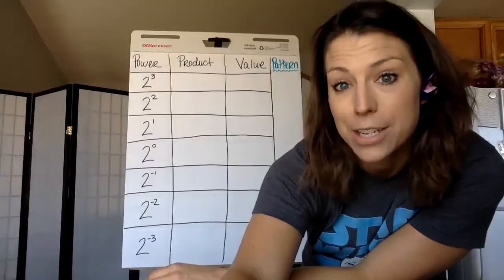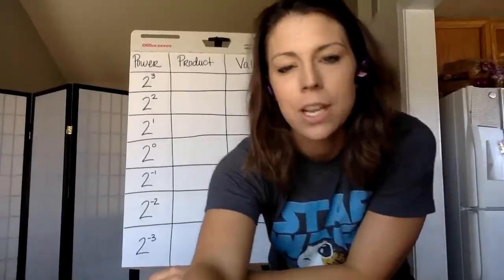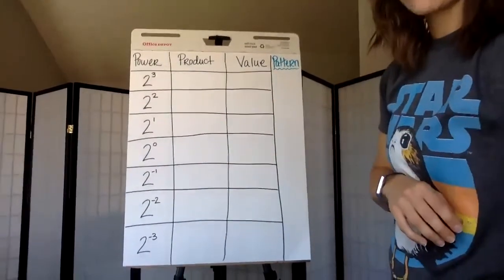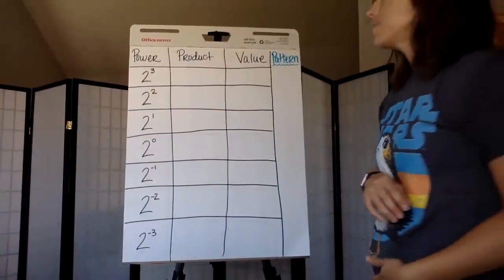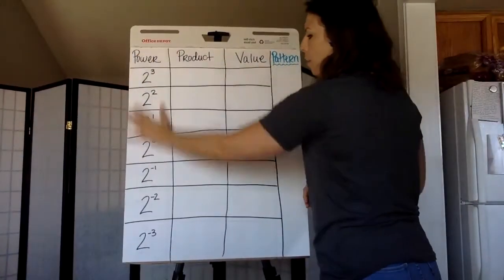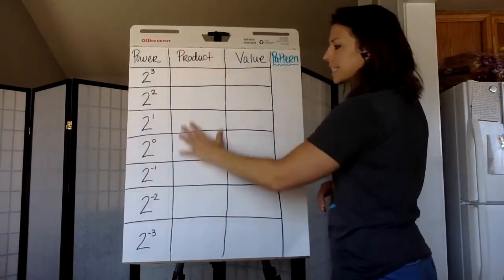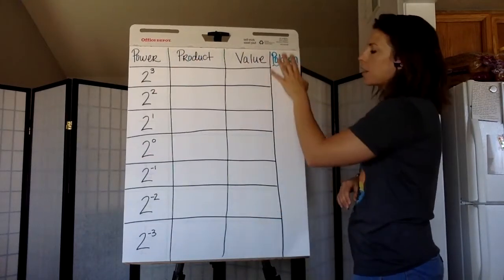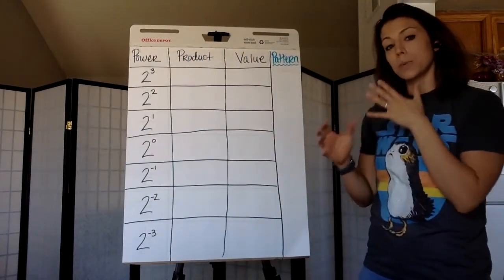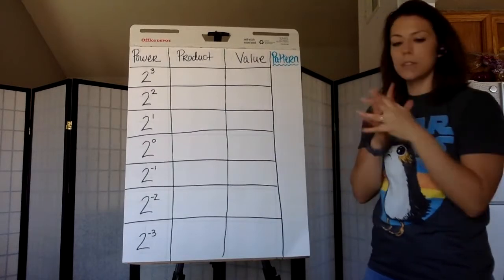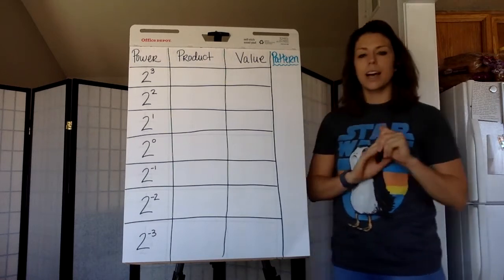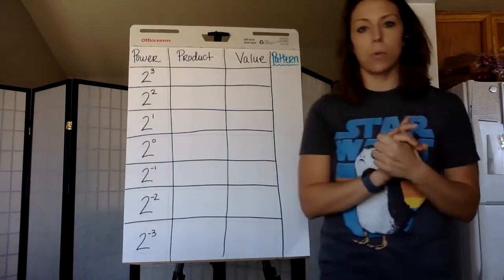So what I've done here behind me is a table. Sorry, the lines are a little wonky. I've broken it up into 3 columns. We have our powers, we're going to expand them as products, and then we're going to simplify them to find their actual value. And then over here, I purposely left this open because we're going to look for a pattern. Now, if you'd like to follow along with this table, feel free to do so, but don't feel like you have to. This is just informational for those of you who wanted to know.